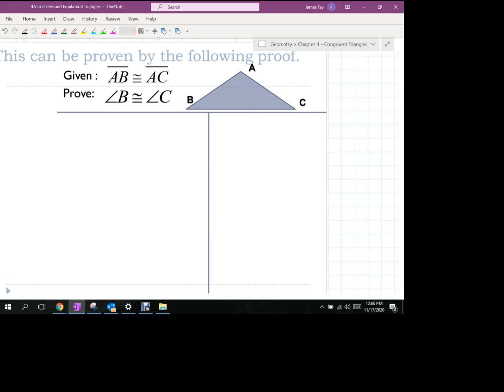The conclusion said that the angles opposite should be congruent. Well, B is opposite AC and C is opposite AB, so these should be congruent. And that's what the conclusion of the theorem said. So we're going to prove that this is the case no matter what isosceles triangle we look at. This should always be true. Okay? So I'm going to write my given. Now I'm going to write AB is congruent to AC, and that's given.